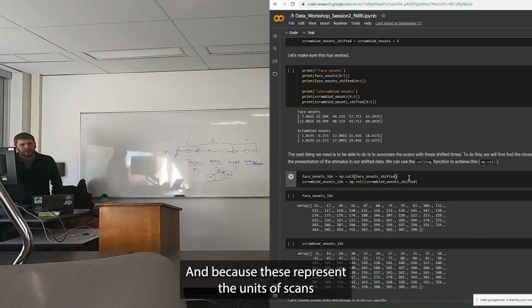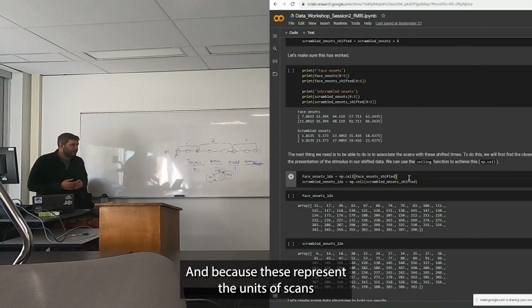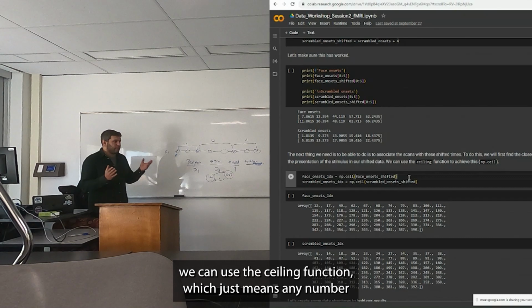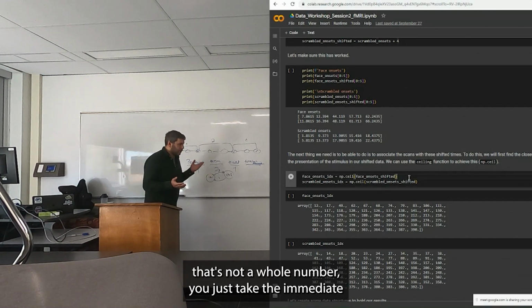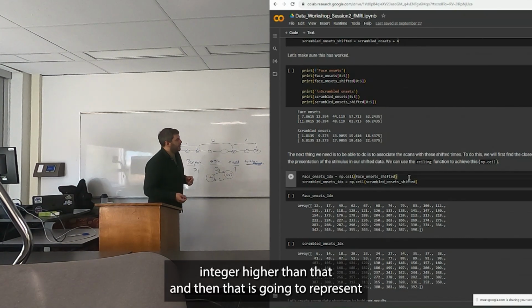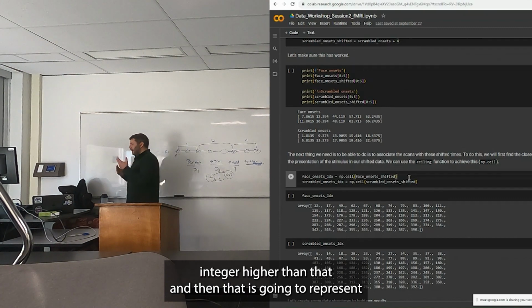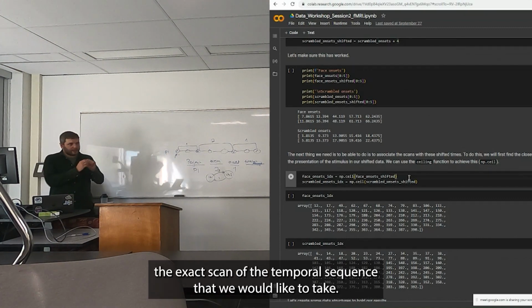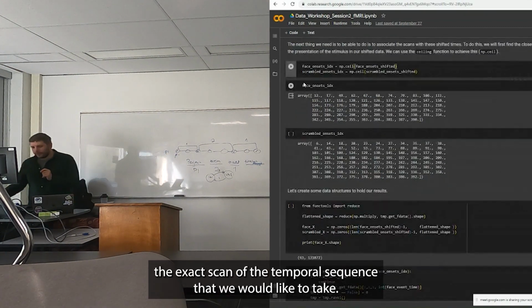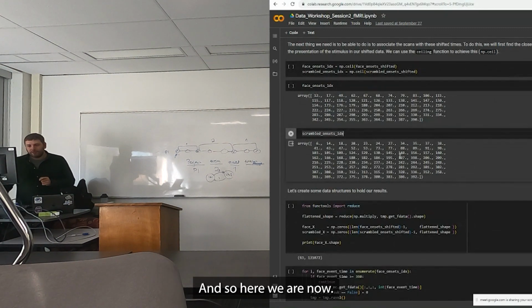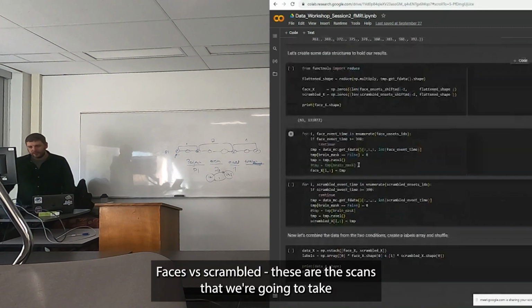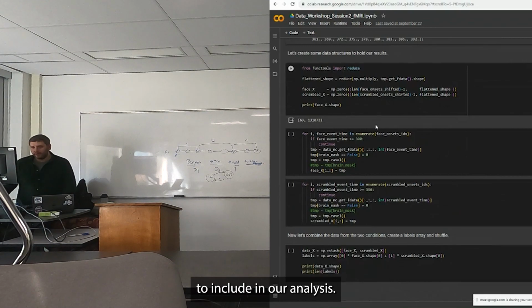And because these represent the units of scans, we can use those. For any number that's not a whole number, you just take the next integer higher than that. And then that is going to represent the exact scans of the temporal sequence. So here we are now for faces, for scrambled. These are the scans that we're going to take to include in our analysis.